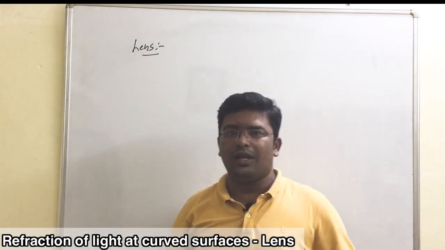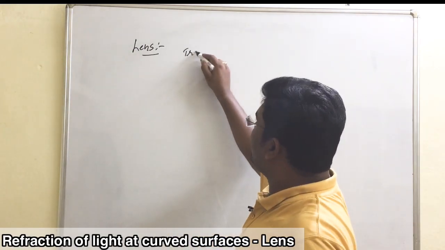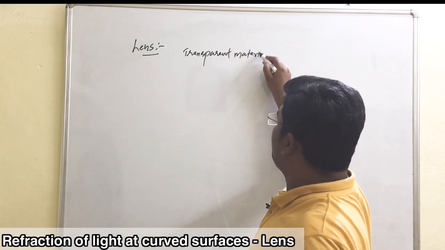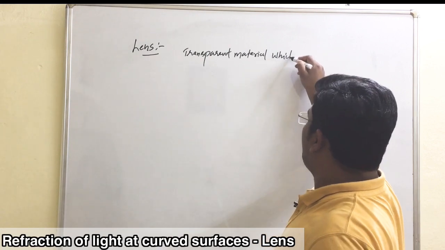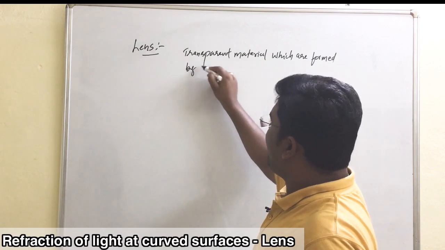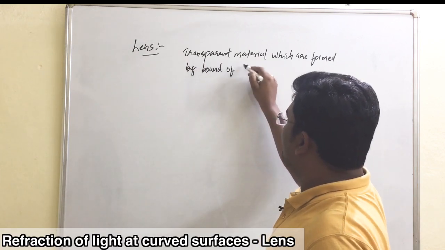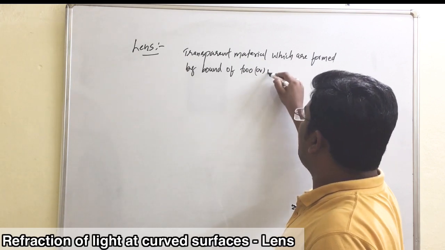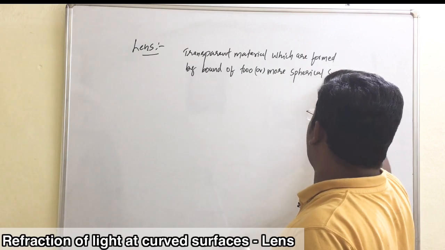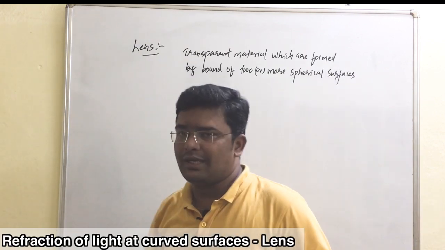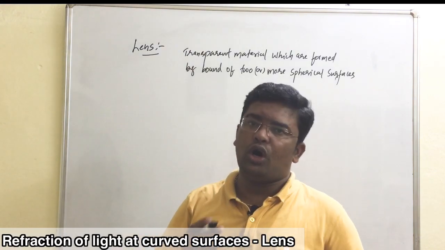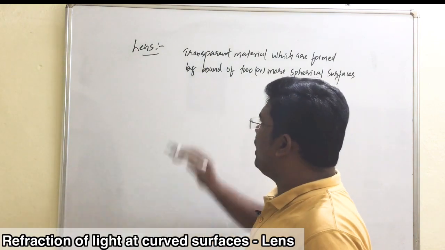So what is actually a lens? A lens is a transparent material which is formed by the bound of two or one spherical surfaces. Spherical surfaces, we call them lenses. Lenses are transparent materials which are formed by the bound of two or one spherical surfaces. Those are called lenses.